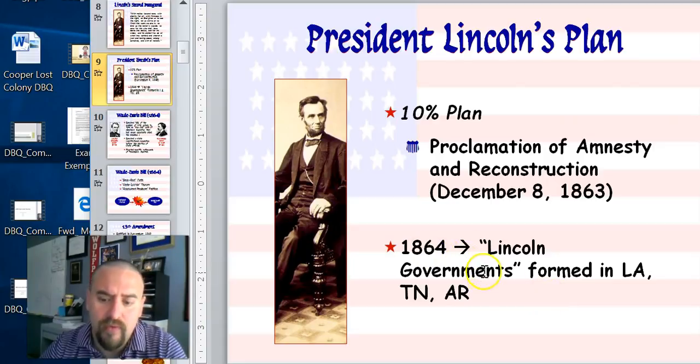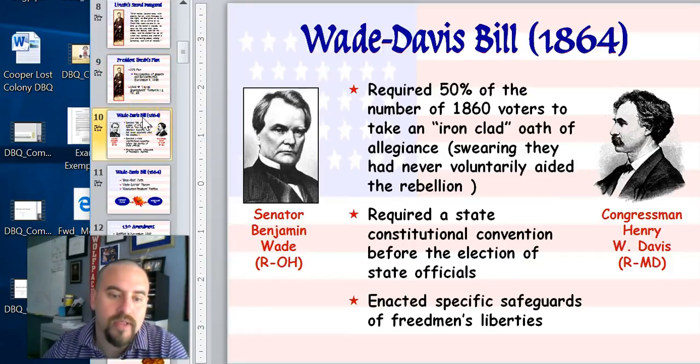So in 1864, there are going to be 3 states that basically take him up on this plan: Louisiana, Tennessee, and Arkansas. However, Congress is a little bit concerned about this.